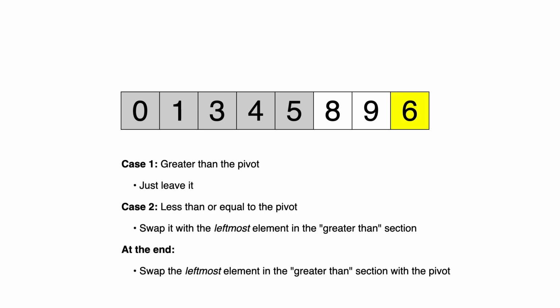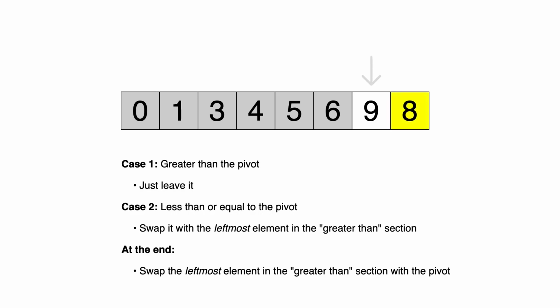The pivot is 6, and the first comparison will be with 8. 8 is greater than 6, so we leave it there. 9 is also greater than 6, so nothing changes. All we do is the final swap with 8, and now 6 is sorted. Now we call QuickSort one more time to sort the rest.